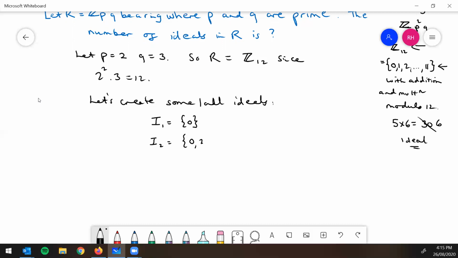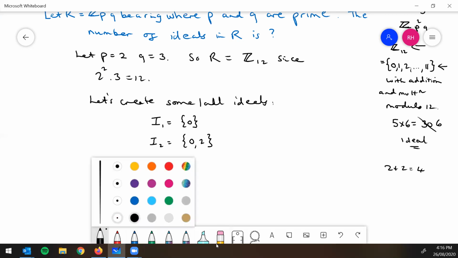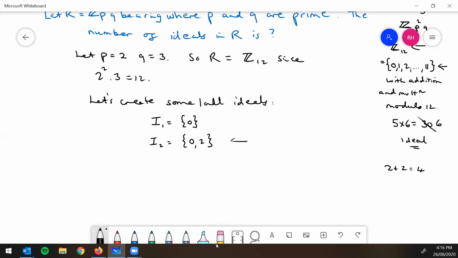I think this one's an ideal, 2, 4, 6. Well, look, I might start by saying, oh, let's try and create an ideal just with 0, 2. But an ideal has to be closed under addition. In other words, if we add 2 elements of the ideal, we have to stay in the ideal. The answer must be in the ideal. So when I go 2 plus 2, that is equal to 4. Well, this is not an ideal, because it doesn't have 4.